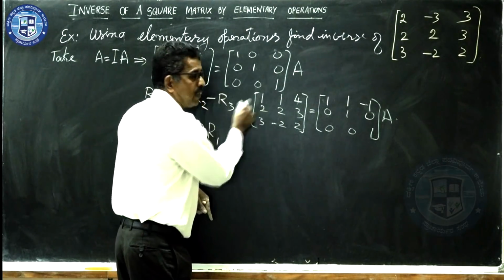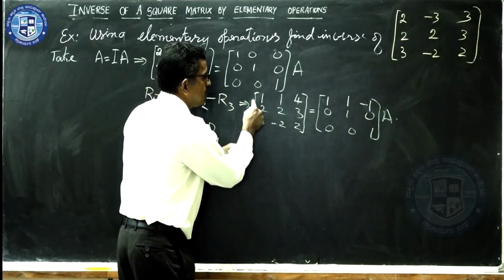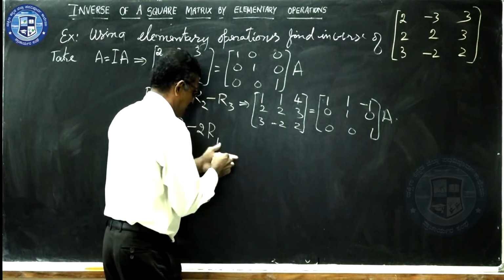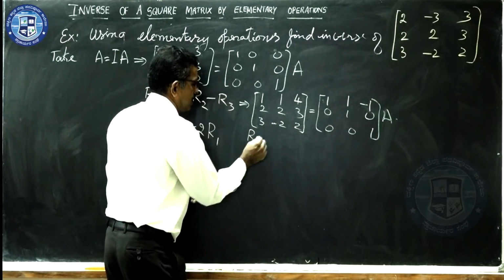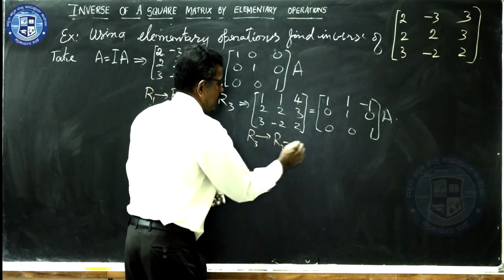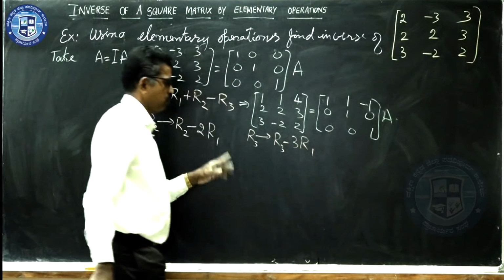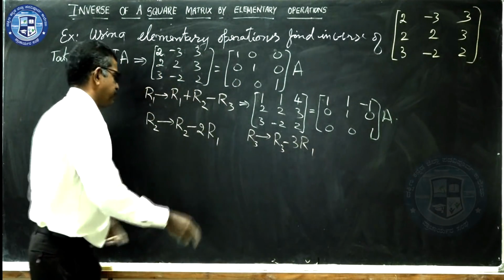this is 3, this is 1. What is 3 minus 3? This has to be multiplied by 3. Therefore, I will write another operation next. Third row, I subtract 3 times first row. So, both the operations I will do simultaneously. Now, just check here.